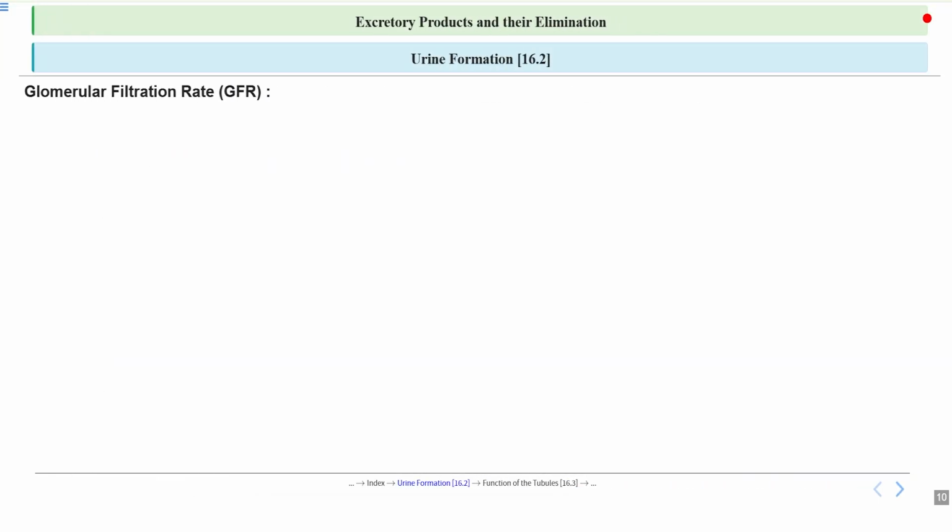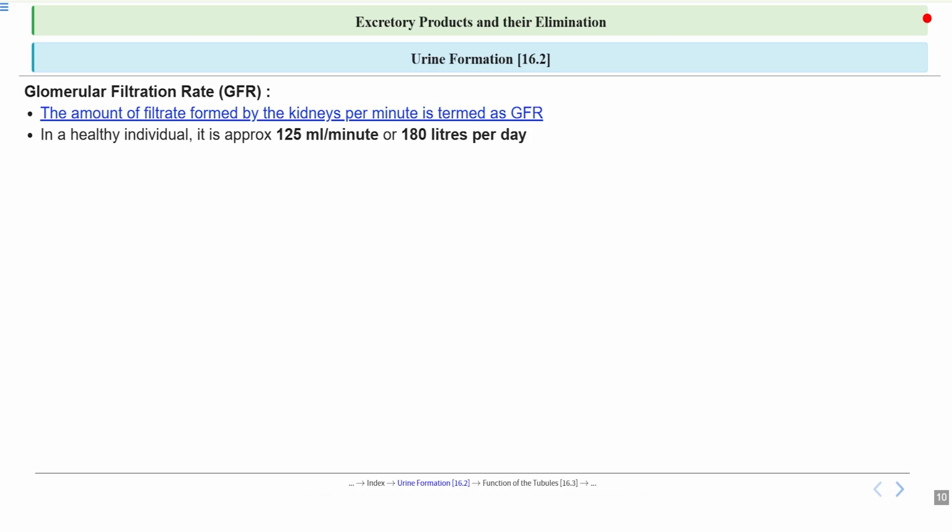Let's talk about GFR. The amount of filtrate formed by the kidneys per minute is termed GFR. This is a key measurement for kidney health, so make sure to remember this definition. In a healthy individual, the GFR is approximately 120 ml per minute, about 180 liters per day. That's a huge volume, showing just how active our kidneys are in filtering blood.